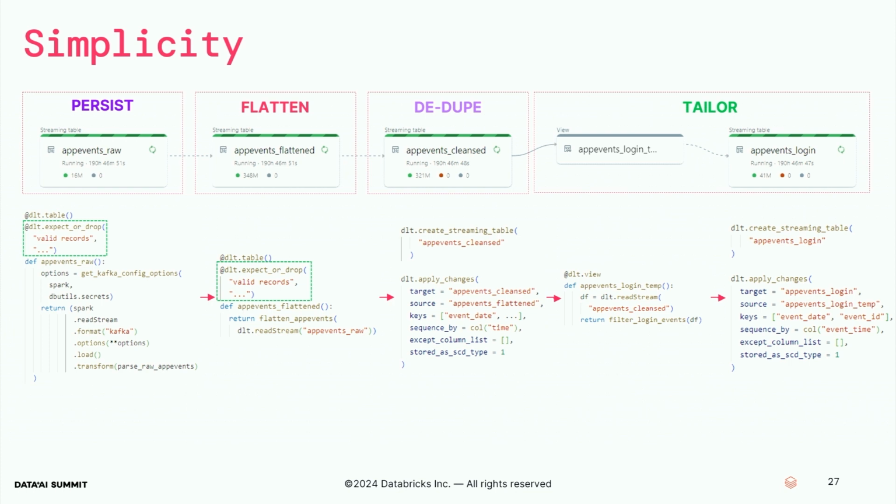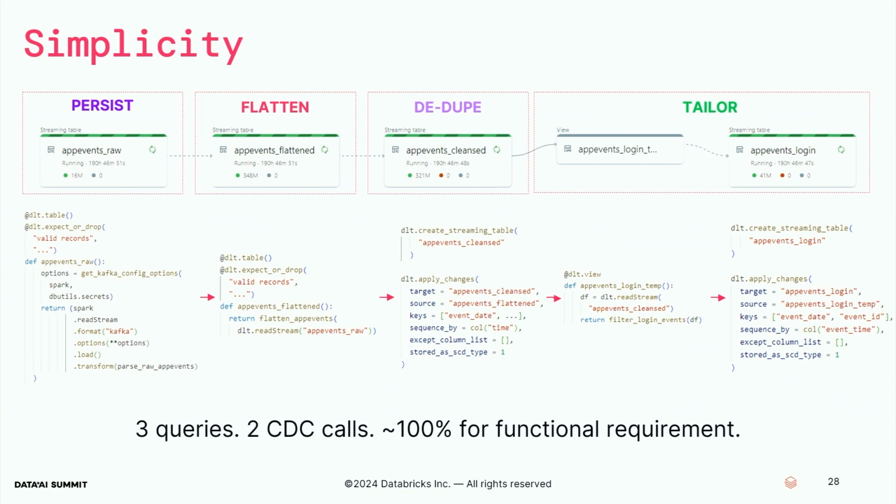Last, we set data quality expectations on some of the data sets, to make sure that we get quality data in our lake and can monitor the health of our data. That's all. 3 query functions, 2 CDC calls to complete all 4 steps. Nearly 100% functional requirements. Simple as that. What does that mean? It means low code complexity and short development time for me.